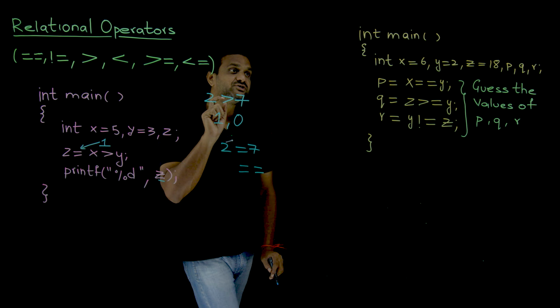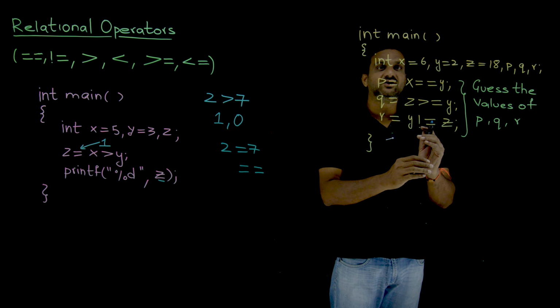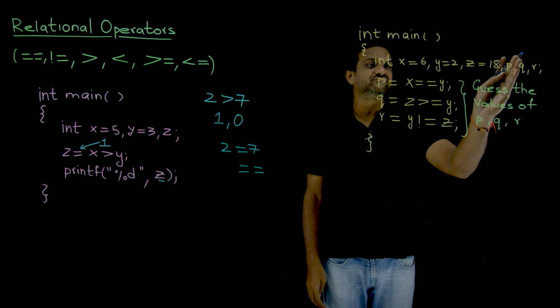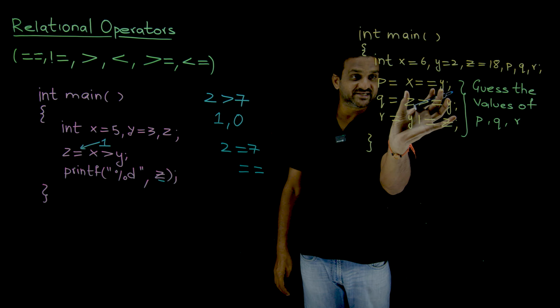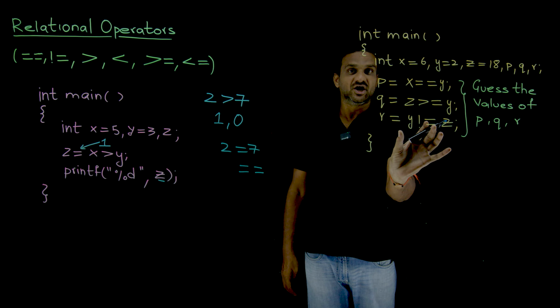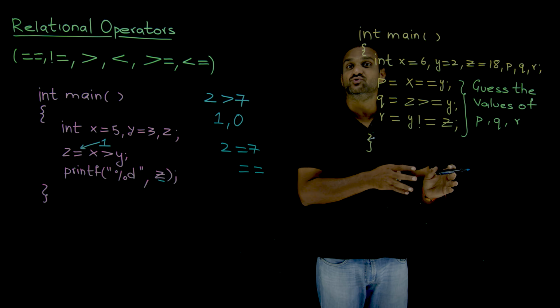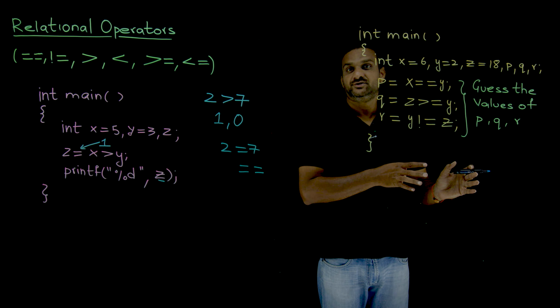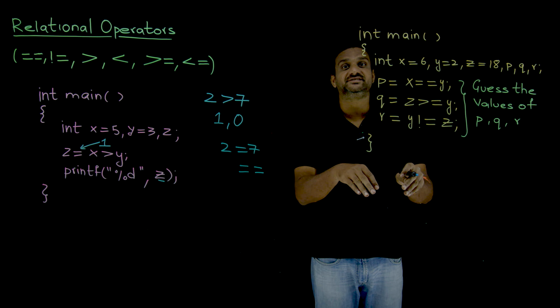Now what we will do is we'll see a practice problem on this. This helps you a lot. I have taken these many different variables and I have made these assignments, and I have made these comparisons. Now what you have to do is guess what are the values of P, Q, R. Just take a guess and write your answers in the comment section below.